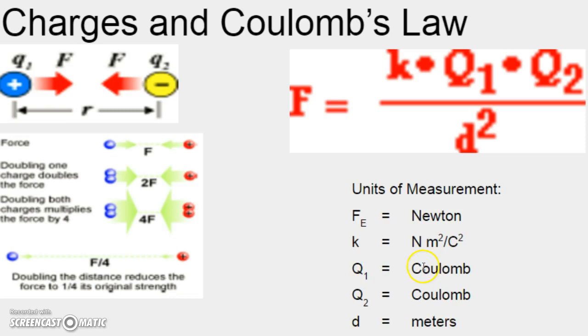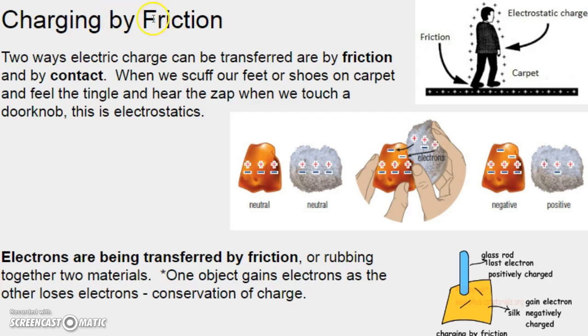The unit of measurement for charges is coulombs. So Q1 is going to have a charge in coulombs, Q2 is going to have a charge measured in coulombs, and the distance can be measured in meters. When we get objects very close together, we are increasing the electric force between the two objects. So now we'll move into charging by friction. There are 2 ways that charge can be transferred, by friction and by contact.